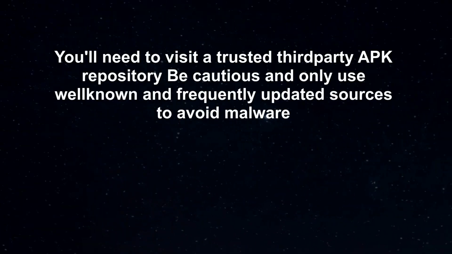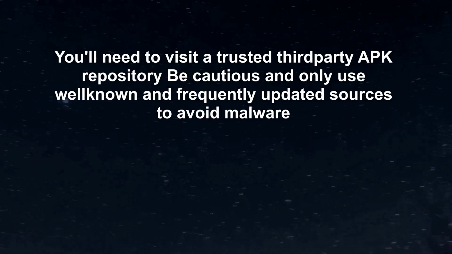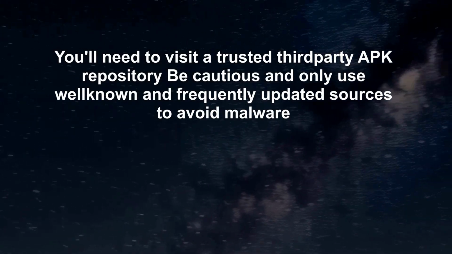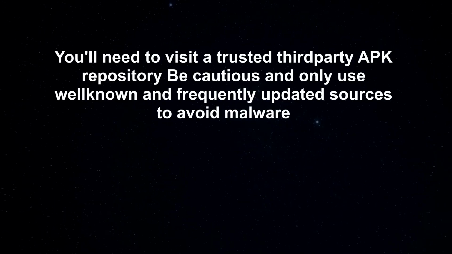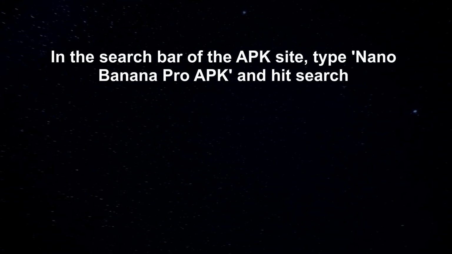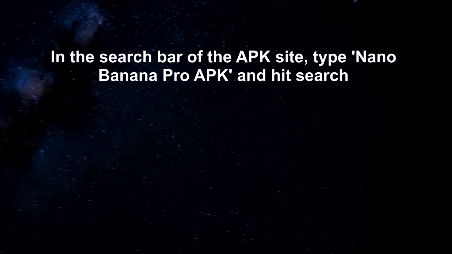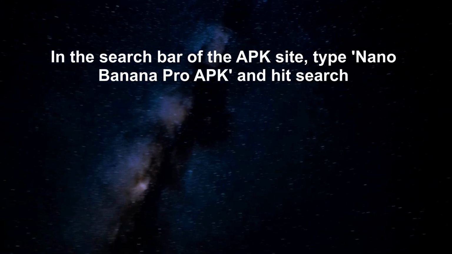You'll need to visit a trusted third-party APK repository. Be cautious and only use well-known and frequently updated sources to avoid malware. In the search bar of the APK site, type Nano Banana Pro APK and hit search.